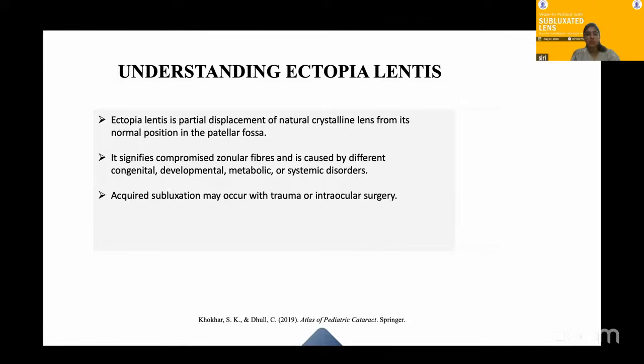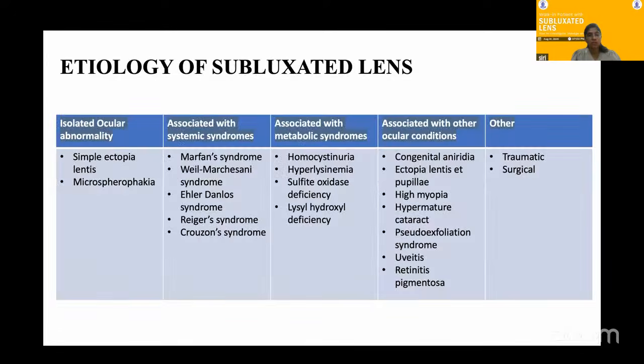So understanding ectopia lentis, it is a partial displacement of natural crystalline lens from its normal position in the patellar fossa. Etiology can be broadly divided into 5 major groups. One is isolated ocular anomalies associated with systemic syndromes like Marfan syndrome, Weill-Marchesani, associated with metabolic disorders like homocystinuria, hyperlysinemia. Ocular conditions leading to ectopia lentis are congenital aniridia, ectopia lentis et pupillae, high myopia, hypermature cataract, pseudoexfoliation, other common causes being surgery and trauma.